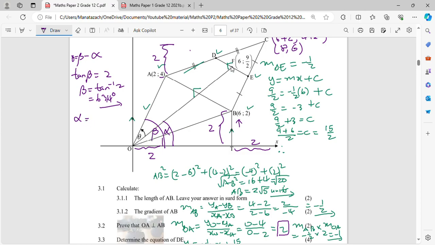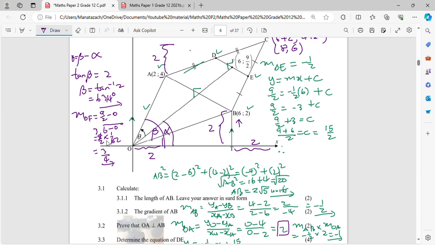And then let me calculate the alpha the same way. Do I know this gradient? No, I don't know it as yet. So let me just work it out quickly. Shouldn't be a problem. So m for OF is going to be 9 over 2 minus 0 divided by 6 minus 0. So that will be 9 over 2 multiplied by 1 over 6, which will be what? 3 goes into 9 3 times, and 3 goes into 6 2 times. So this will be 3 over 4.